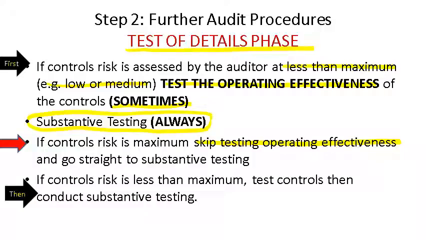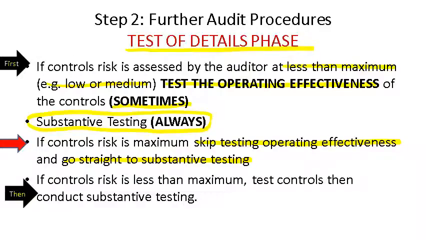If we assess the risk of material misstatement at the maximum, then we will first test the operating effectiveness of the controls and then do our substantive testing. If we had assessed the risk of material misstatement at less than the maximum, then we would not test the operating effectiveness of controls and go directly to our substantive testing, and that was the red arrow that came over from the previous page. Always have to do some amount of substantive testing. For our testing of the operating effectiveness of controls, again, it depends on our assessments from step 1.